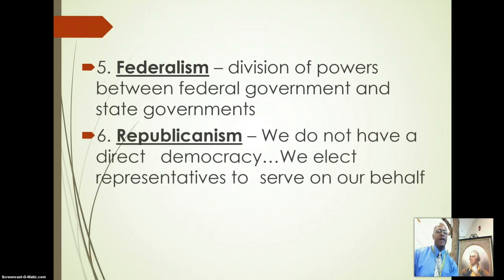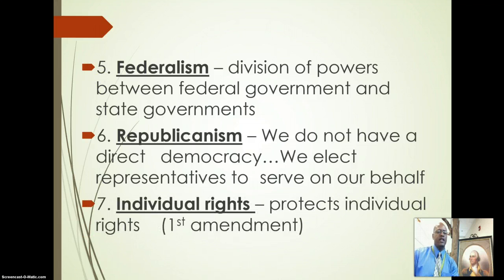So this idea is that there's a separation between powers and certain rights held within the federal government and the state government. The sixth principle is something called republicanism, and again, this is part of your vocabulary that you need to make sure you're filling in. We don't have a direct democracy, meaning that when we vote, we don't count the actual votes. We send representatives to Washington, D.C. to execute our vote, and when it comes time to elect individuals. And so we'll talk about that again in later sections.